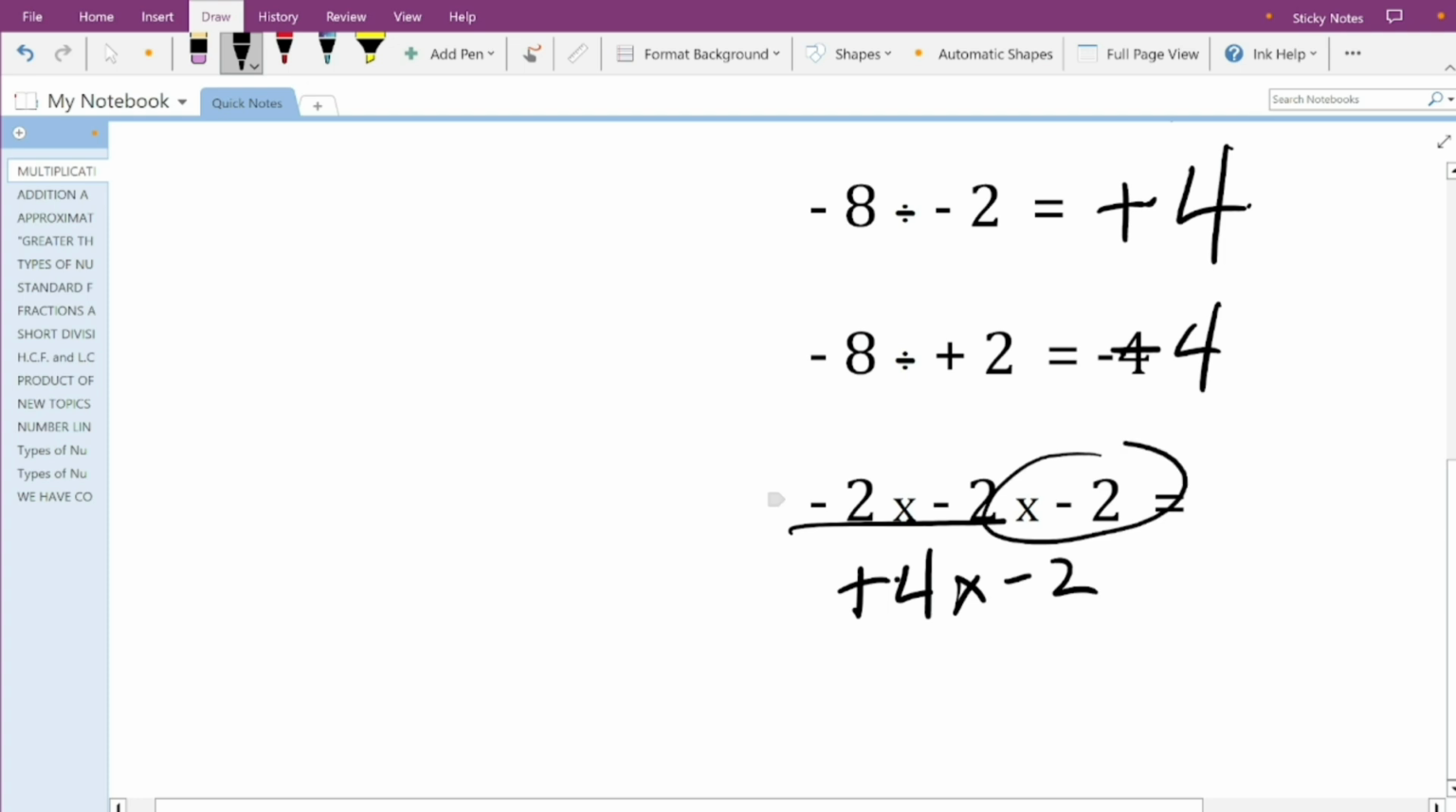This other minus 2. We have positive times negative. Two different signs. The outcome is always negative. 4 times 2. 4 times 2 is 8. So the answer to this question is minus 8. Minus 2 times minus 2 times minus 2 is minus 8. Because you can say minus times minus is positive. Then the positive you've gotten times a negative. A positive and a negative will give you a negative. So we have minus. Then 2 times 2, 4. 4 times 2 is 8. So the answer to this question is minus 8.